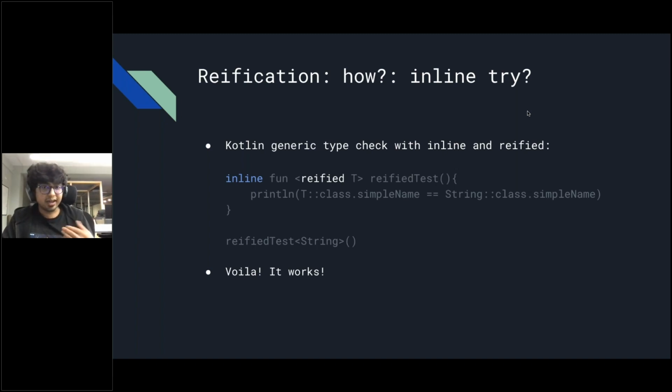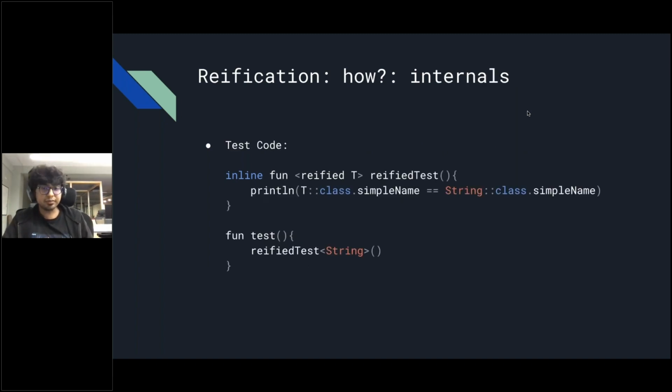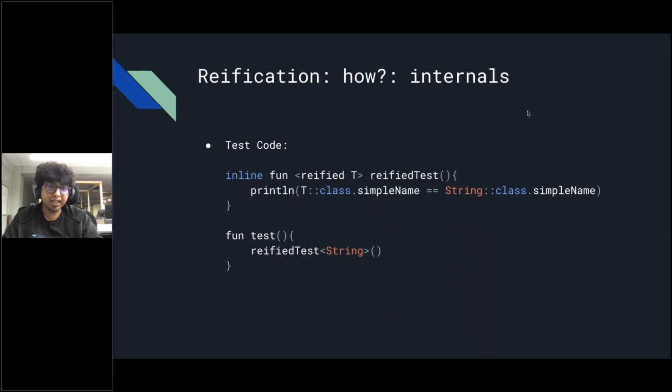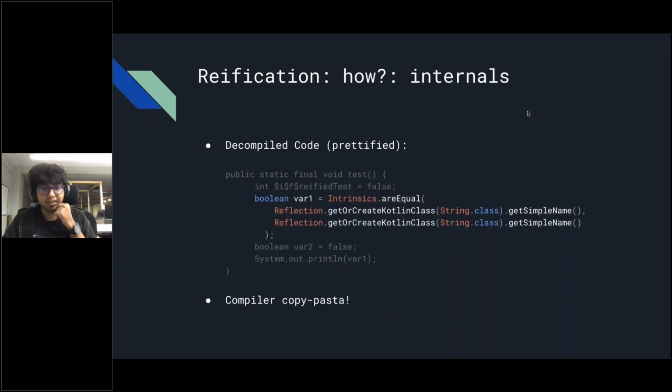And if you try digging deep on how it actually works internally, we'll take the same example and run it through the same chain of decompilation: go to IntelliJ, decompile it, and then again see the Java code generated via the bytecode. And if you see the code, the test function would look something like this.